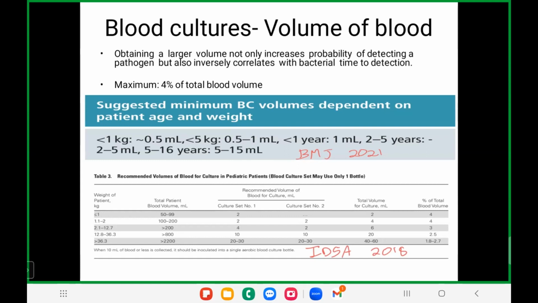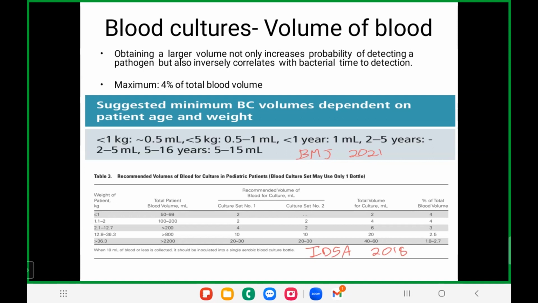What they're telling is the maximum is 4% of the total blood volume. See, 4% is quite high for any child. So you compare how much blood you are drawing and what is the maximum recommended for that. The minimum recommended is, for less than 1 kg, a minimum of 0.5 ml. For less than 5 kg, at least 1 ml. Depending on this, if you have children above 5 to 10 years, you need to take at least 10 ml.